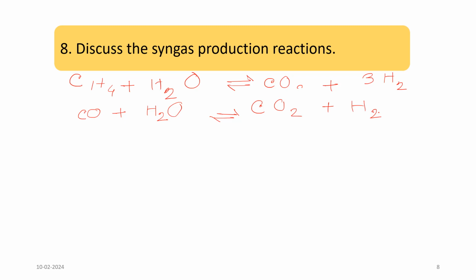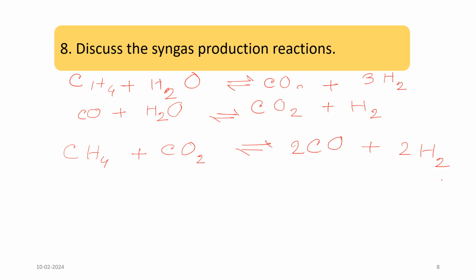The third reaction is the dry reforming reaction, when methane reacts with carbon dioxide and produces 2 moles of carbon monoxide plus 2 moles of hydrogen. Other equations are also present.